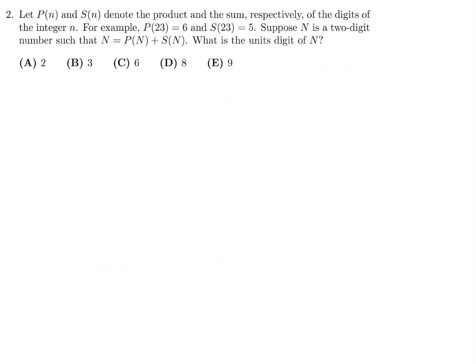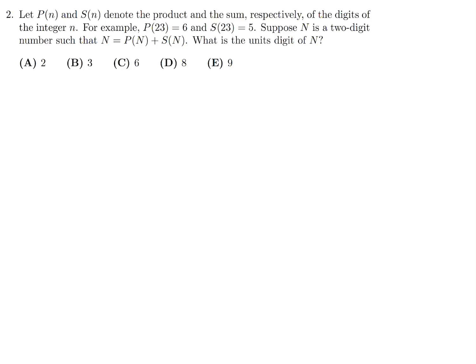Let Pn and Sn denote the product and the sum, respectively, of the digits of the integer n. For example, P23 is 6, S23 is 5. Suppose n is a two-digit number such that n equals Pn plus Sn. What is the units digit of n?